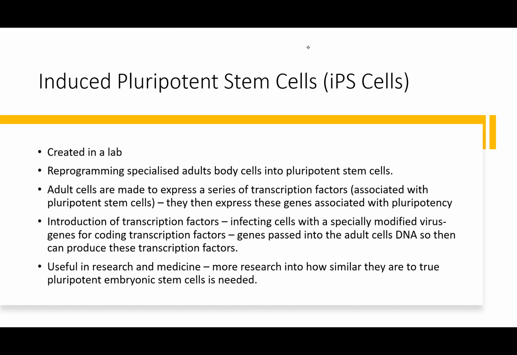Induced pluripotent stem cells could become really useful in medicine, and they're really good in research at the moment. At the moment, the main issue with them is that we need more research into how similar they actually are to those true pluripotent embryonic stem cells. And we need that before we can properly use them. And there's also the risks of them. Do we know how they work properly? Are they as efficient? Do they work as well?